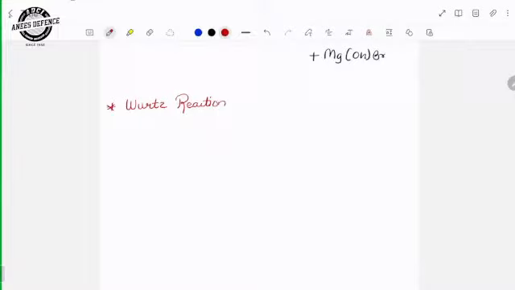In the Grignard reagent, we used magnesium metal, but in Wood's reaction, we are going to use sodium metal. And everything is used in 2 moles. If you're using 2 moles of sodium, you have to use 2 moles of alkyl halide. And again, if you are using sodium or magnesium, the reagent should always be dry ether.